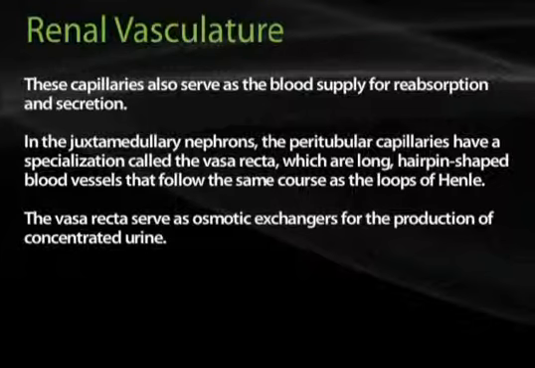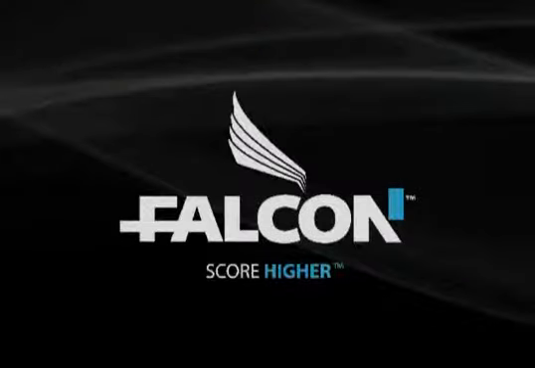In the juxtamedullary nephrons, the peritubular capillaries have a specialization called the vasa recta. These are long, hairpin-shaped blood vessels that follow the same course as the loops of Henle. The large surface area of the vasa recta serve as osmotic exchangers for the production of a concentrated urine. The flow of blood in the vasa recta also determines how well the kidney can concentrate urine. This concludes section 1.